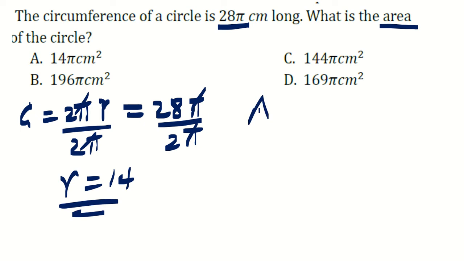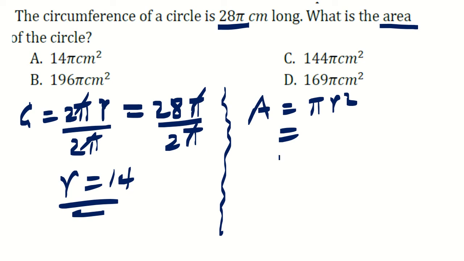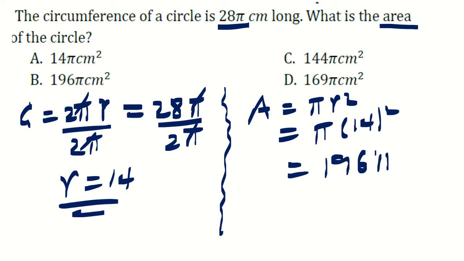And then we are asked the area. The area of a circle is pi r squared. So we already got the radius. So pi times 14 squared. 14 squared is 196 when you square it. So 196 pi centimeter squared will be the area of the circle.